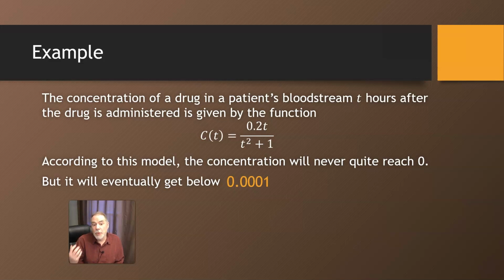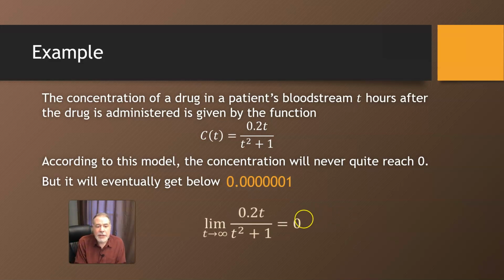It will get below 0.00001. It will eventually get below 0.0000001. And I could keep on going. No matter how small a number you give me, as long as that number is positive, I can go forward to a time when the concentration of the drug gets below that very, very tiny number and stays there.